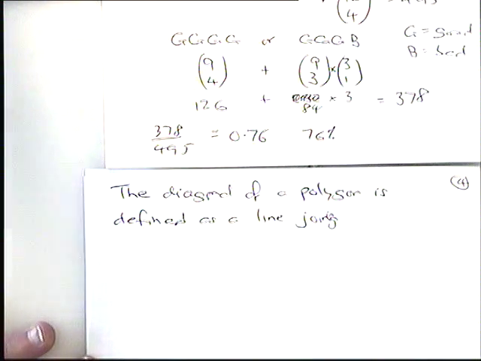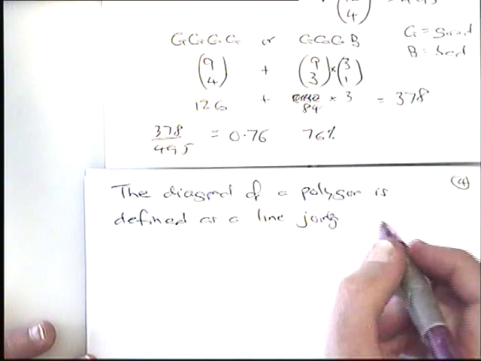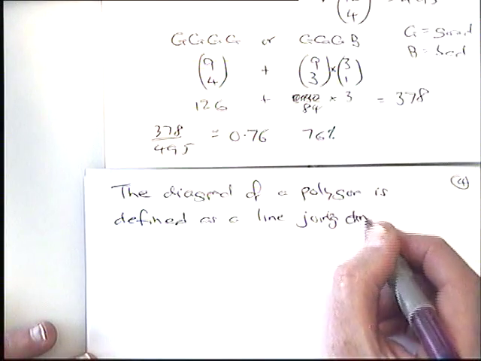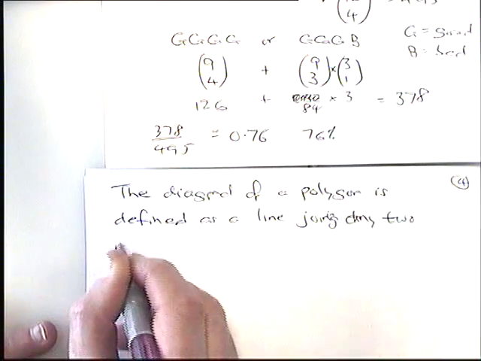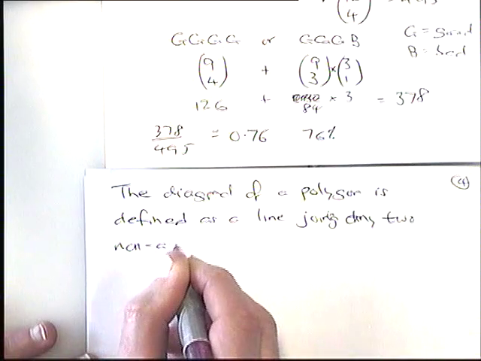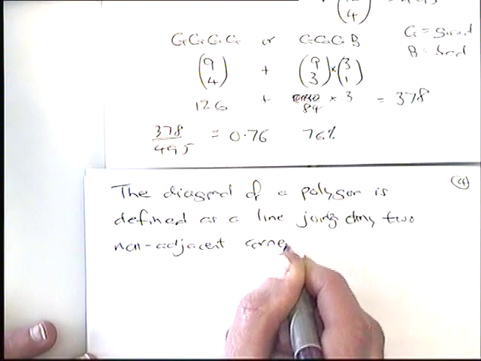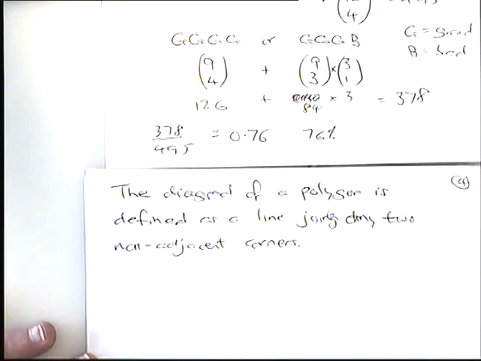Go on. Yes, ones that aren't next to each other. Okay, that's right. There's a line joining any two non-adjacent corners. Because if they're adjacent corners, it's not a diagonal, it's an outside line on the shape.